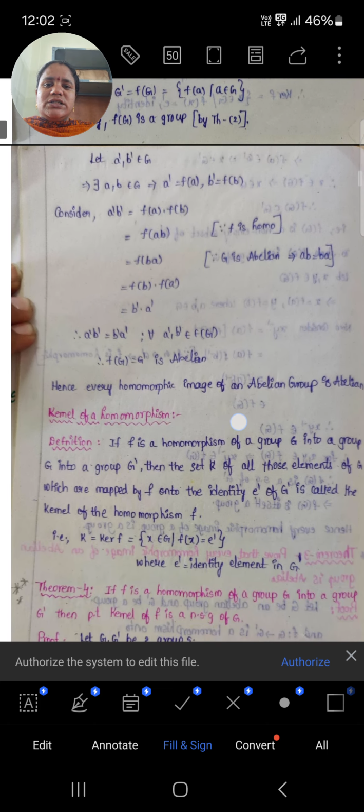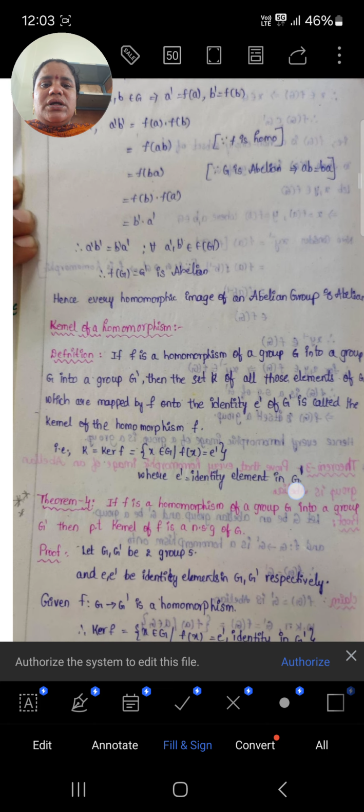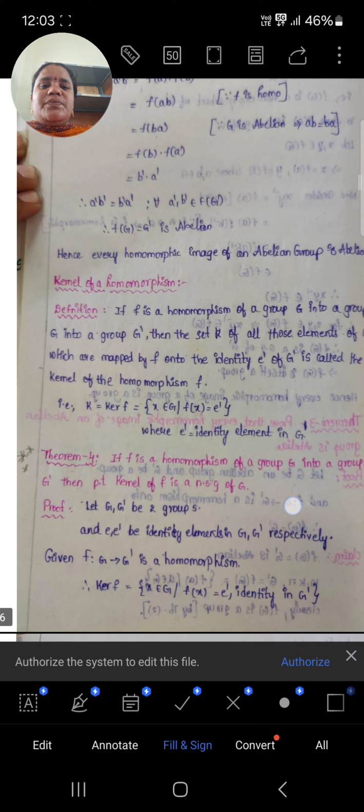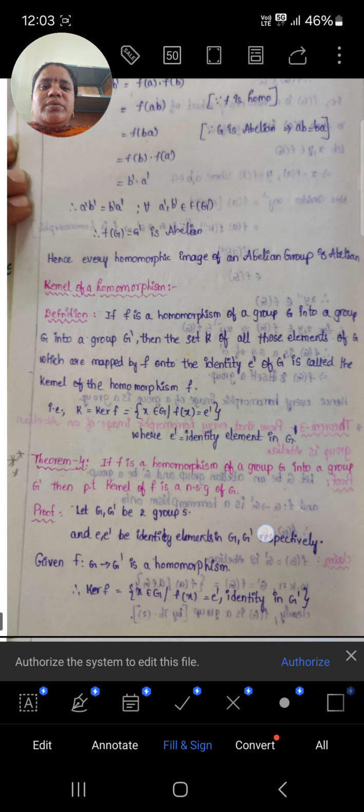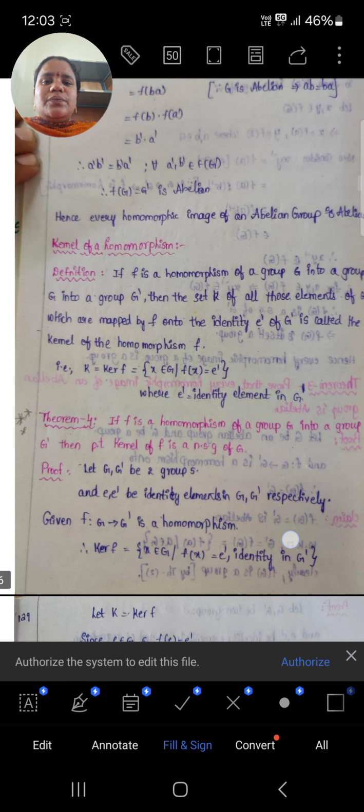Let a', b' belong to G', then there exist a, b belonging to G such that a' is equal to f(a) and b' is equal to f(b). Now consider a'b' is equal to f(a)·f(b), that is equal to f(ab), since f is a homomorphism. Since G is abelian, a·b is equal to b·a, so f(ab) becomes f(ba). So f(ba) again can be written as f(b)·f(a), since f is a homomorphism. Therefore a'b' is equal to b'a'.